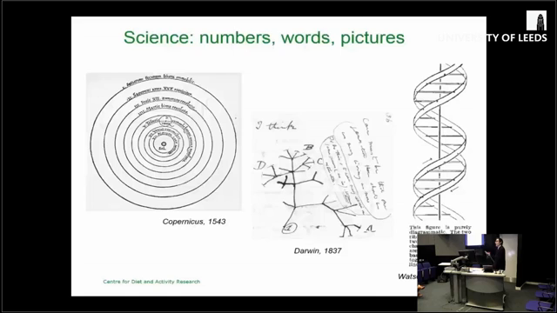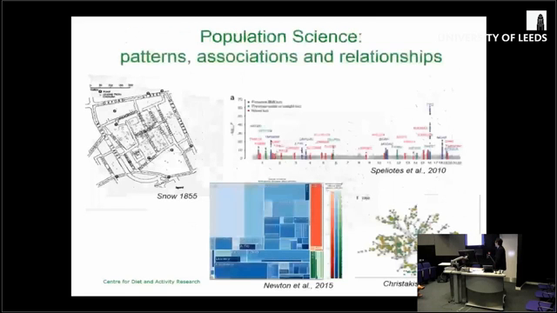So this is not our area of research, of course. We're in population science, and population science, I would say, is about patterns, associations, and relationships. And that's exactly the kind of stuff that lends itself very well to visual representation. So for example, we're in the John Snow Lecture Theatre, so of course many of you, all of you will know about John Snow's documentation of cholera cases and the representation of those on the map of Soho.